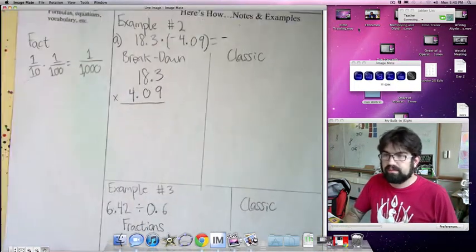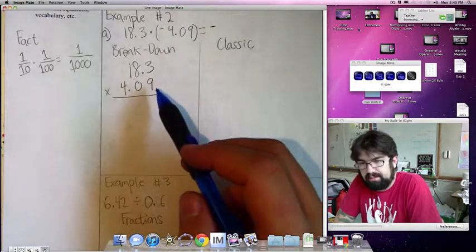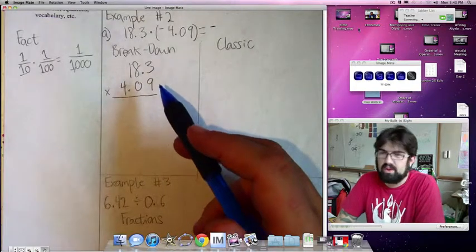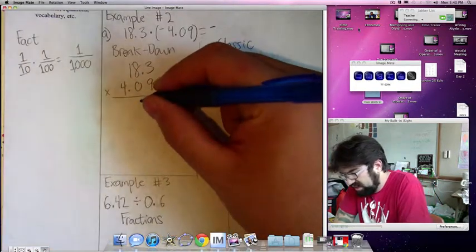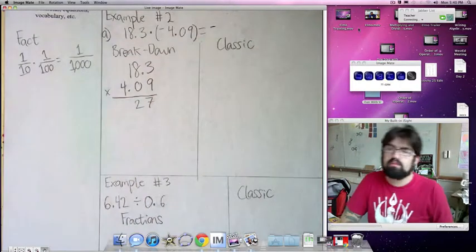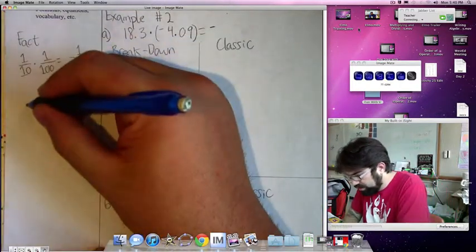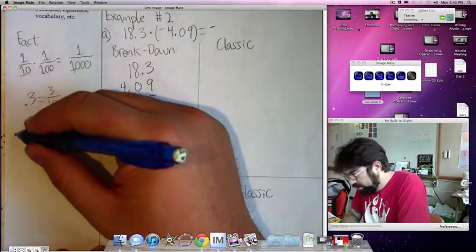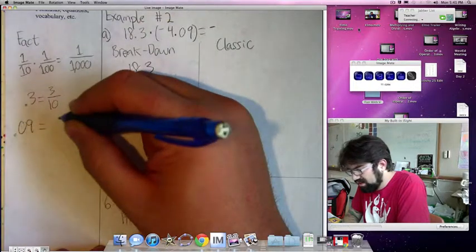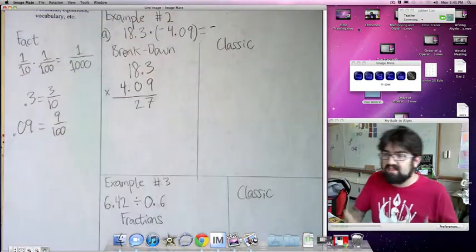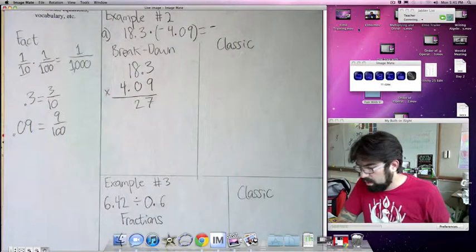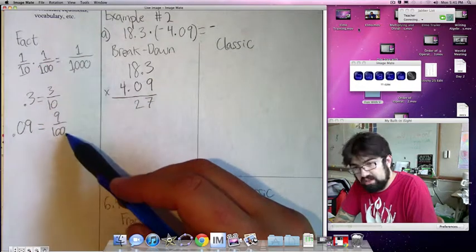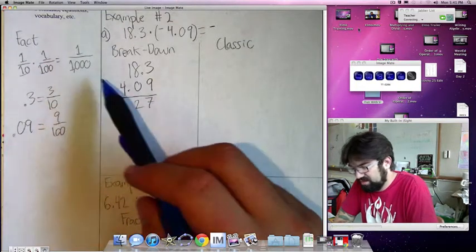Let's come on over here. I'm going to take 3 times 9. And I know 3 times 9 is 27. But I don't want to show this carrying stuff. I'm just going to say 27 flat out. That 0.3 is really 3 over 10. And that 0.09 is really 9 over 100 as a fraction. Well, 3 times 9 is 27. 10 times 100 is 1,000.